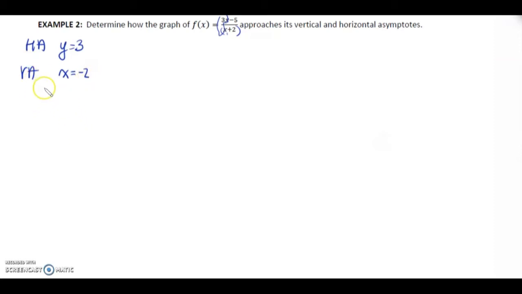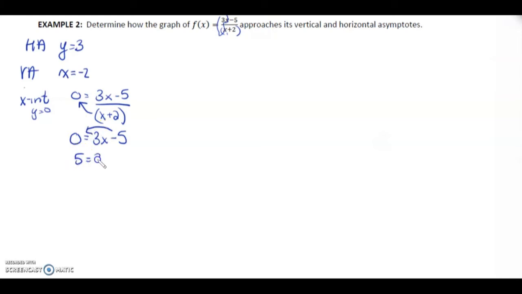Okay, the other thing that we need to consider is the x-intercept, because remember, for the vertical asymptote chart, we need to determine the x-intercept. So let's sub in y equals 0. So 0 equals 3x minus 5 over x plus 2. If we were to bracket the x plus 2 and cross multiply to 0, it's just going to go away. So essentially, the x-intercepts are always going to be when the numerator equals 0. So let's bring this over. We get 5 equals 3x, and then x equals 5 over 3.